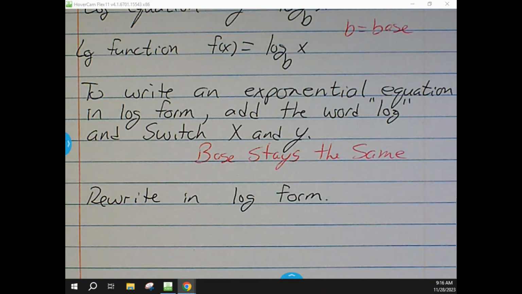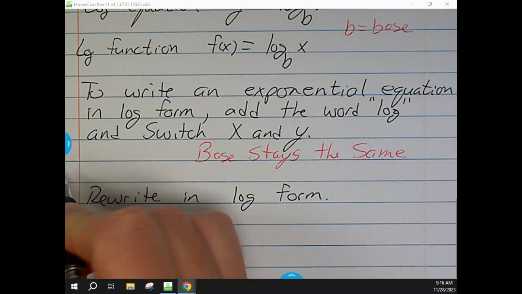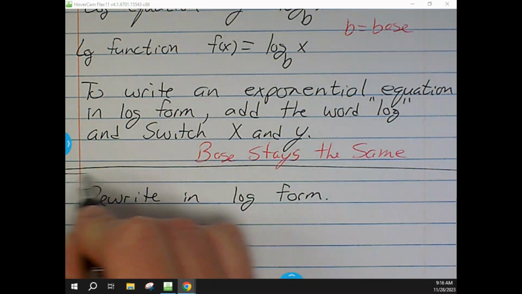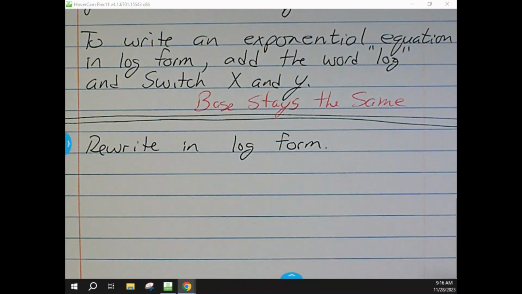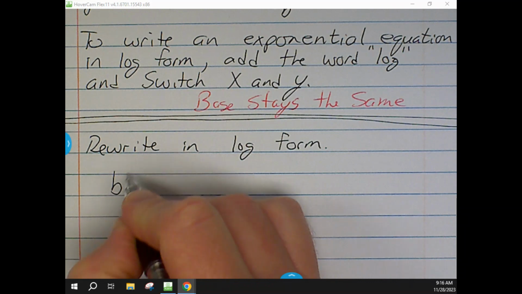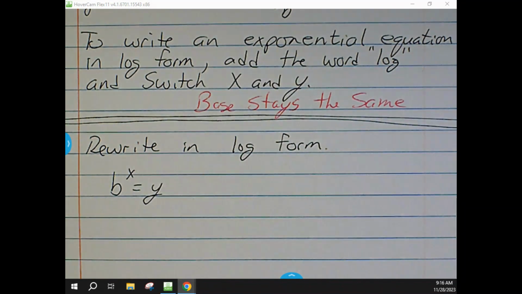Okay, so the very first thing we're going to do is go back to what we had yesterday with stuff written in exponential form, and then we're going to rewrite it in log form. Okay, and we'll start with just a basic generic one. There's no numbers on this thing, just our base is b, and we've got an x and y there.